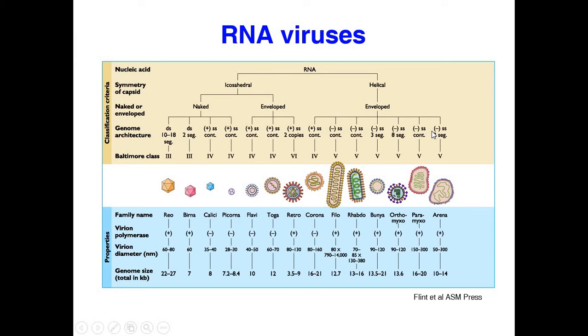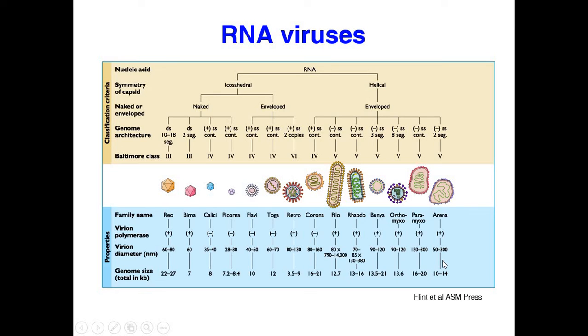Negative sense single stranded RNA viruses are also present in group 5, like paramyxovirus, also having polymerase enzyme. The size is 150 to 300 nanometer, and genome size is 16 to 20 kilobase pair. Last example is negative sense single stranded RNA viruses with 2 segments, that is present in group 5.